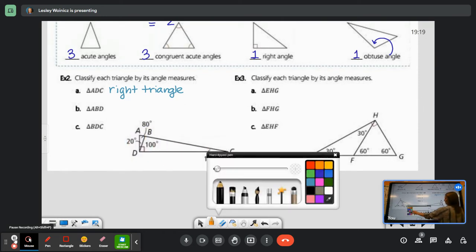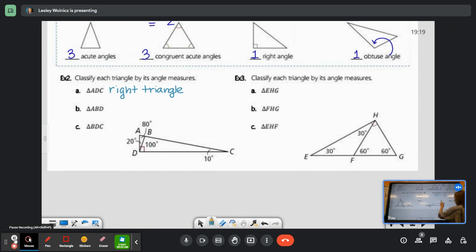I realized that I only did like 3 sides of that triangle. It should have been like this. Sorry, it should have been the whole thing. The whole thing is a right triangle. Okay, let's do ABD now. Okay, ABD.